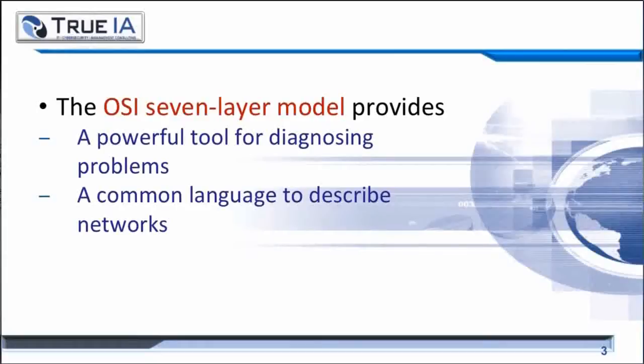So as we begin our discussion, you need to understand that this chapter is the cornerstone for everything else that we're going to talk about over the course of this certification series. It all starts with the two different models. We're going to start with the OSI 7-layer model. This provides a powerful tool for diagnosis. It's a common language, if you will, between network administrators to describe networks and how they're connecting and communicating.